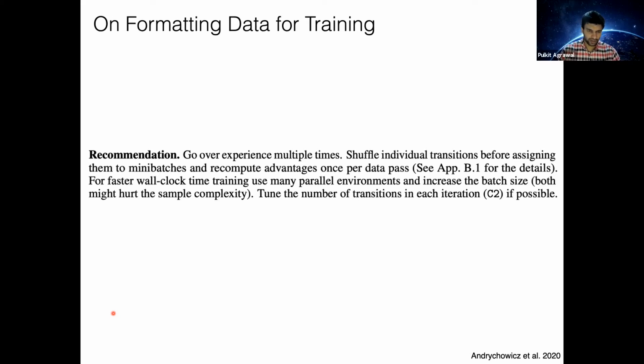So you pretty much don't have to worry about how the training data is formatted. But if you're doing research in the field, it makes sense to look at it so that you understand what's happening under the hood.